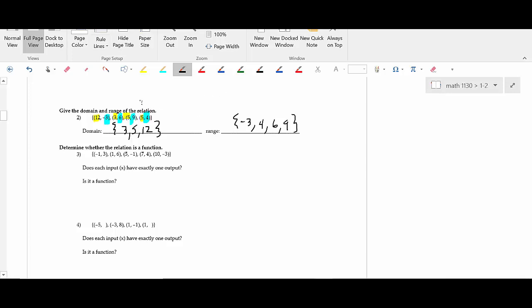So the thing is, you found an x, so you have the 5 mapping to 9 and mapping to 4, so that one is not a function. All right, so that's how you can figure that out.